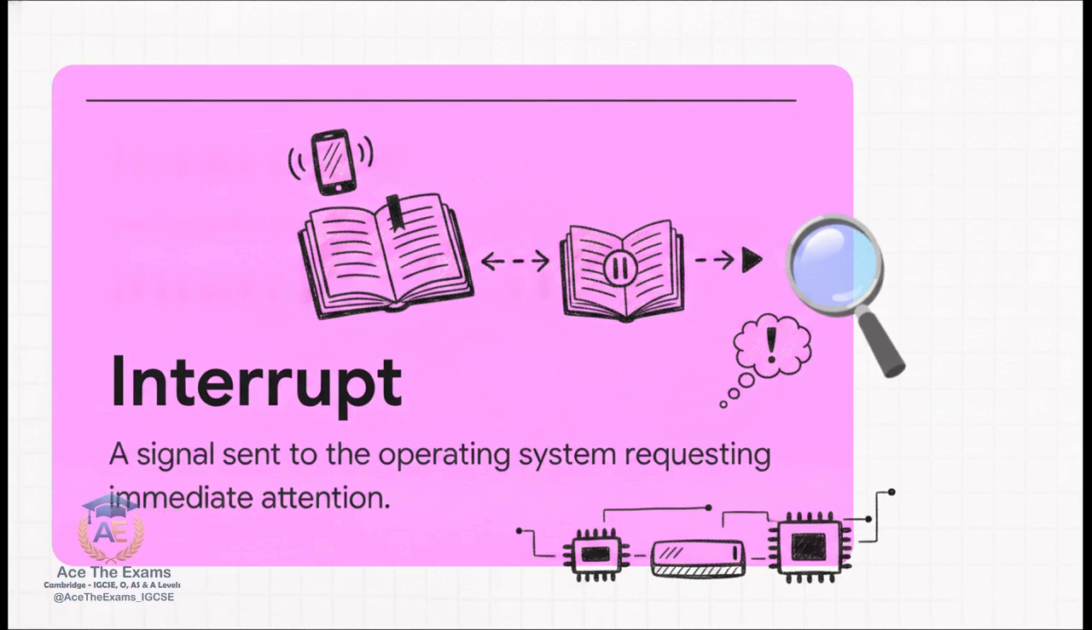That is precisely what the operating system does. It receives an interrupt signal, pauses the current software process, deals with the new urgent request, and then resumes its normal operations.